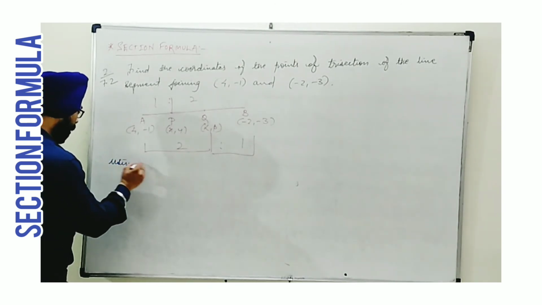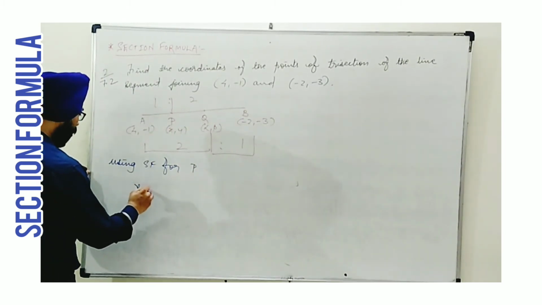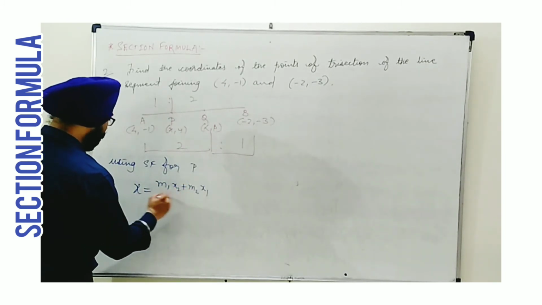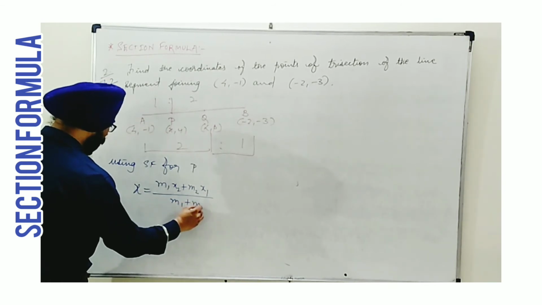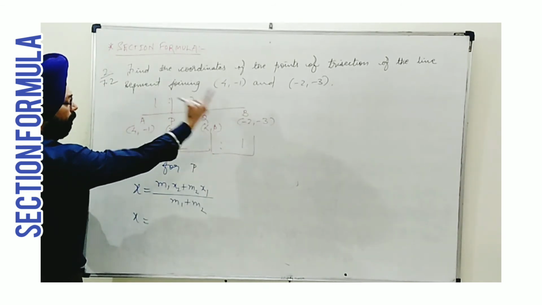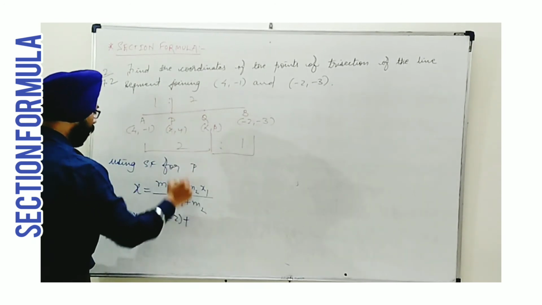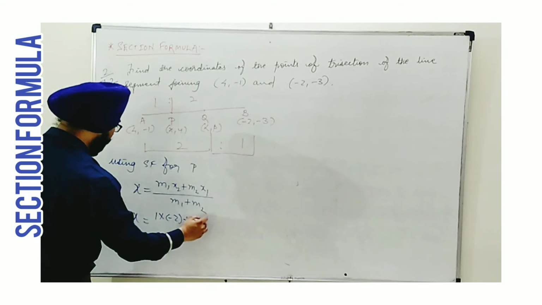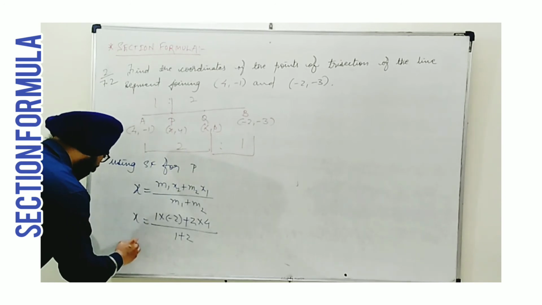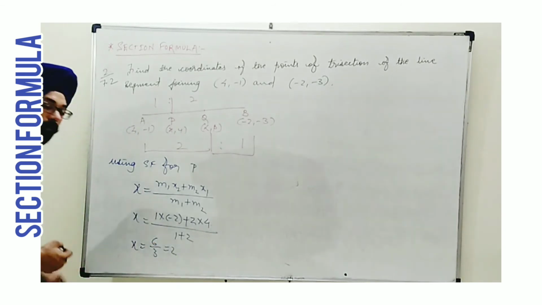Using the section formula for P, this x will be obtained as m1 x2 plus m2 x1 upon m1 plus m2. So x is equal to m1, which is 1, multiplied to the opposite side's -2, plus m2, which is 2, into x1 which is 4, upon m1 plus m2, so 1 plus 2 we get. So this becomes x equals 4 to the 8 minus 2, 6 upon 3, which gives us 2.